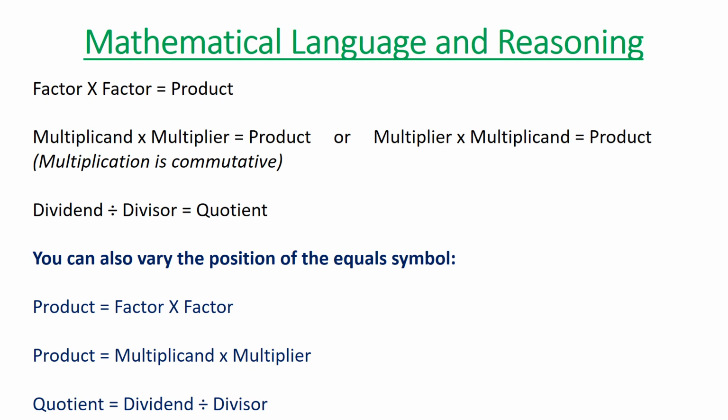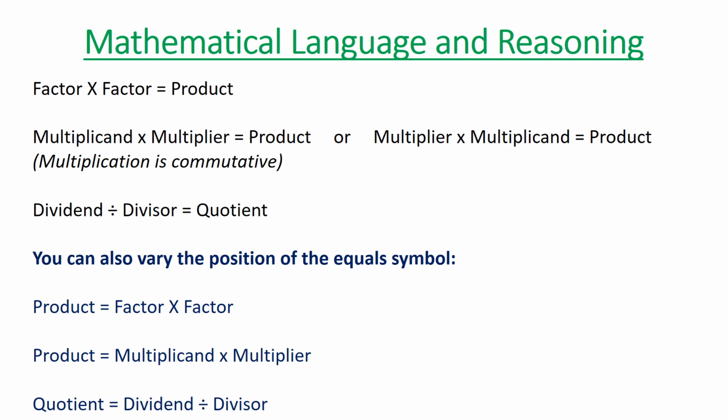So for example, factor times factor equals product. Another way of phrasing this is multiplicand times multiplier equals product. Or multiplier times multiplicand equals product. The reason we can switch multiplicand and multiplier is because multiplication is commutative, like addition.